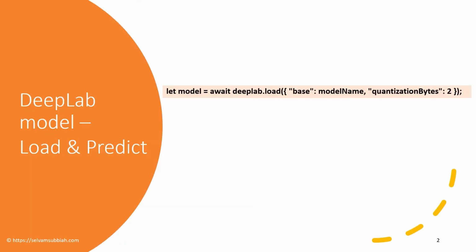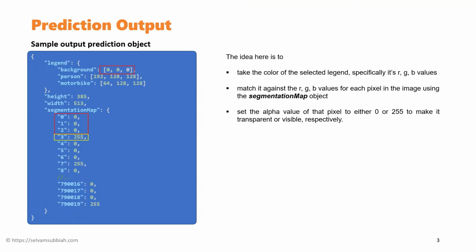First, we will load the model as usual. Next, we'll call the model.segment to get the prediction object. So basically, the prediction object contains 4 attributes: legend, height, width, and segmentation map. Legend contains the list of objects that the image is segmented into, and each of those object classes is associated with a color code, an RGB color value.